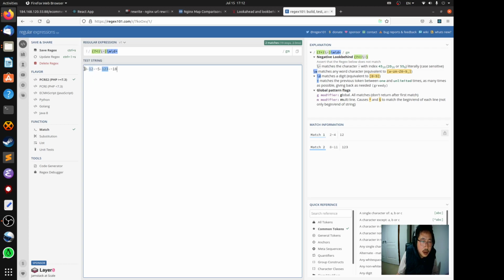Lastly, 0. There's a boundary before 0 and after 0. That's just by definition. For example, there's a boundary here after 8, because that's the end of the string. This is the beginning of the string. They both count as boundaries. Word boundaries. And there's no minus sign, so that qualifies.